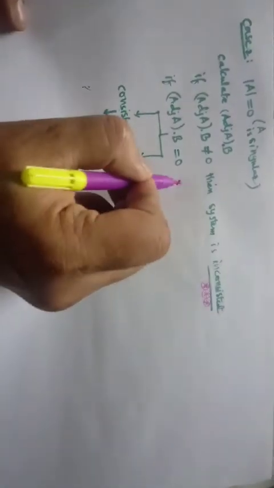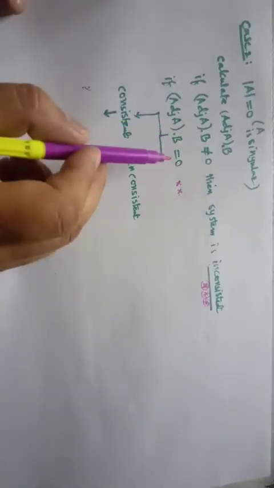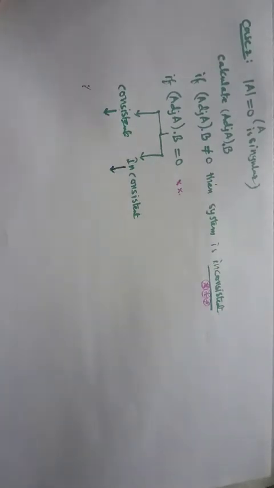So till this case only we are going to deal. Adjoint of A into B equal to 0 may not arise here, but that case also we will see. If adjoint of A into B is equal to 0, then two things are going to arise: either the system is consistent or the system is inconsistent.